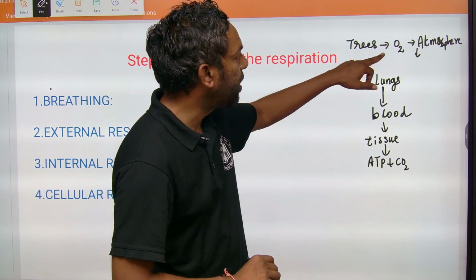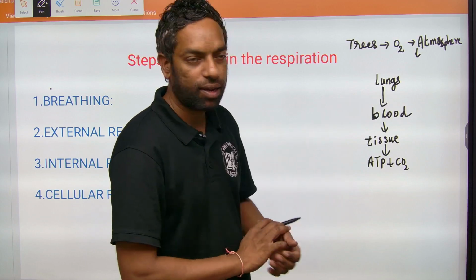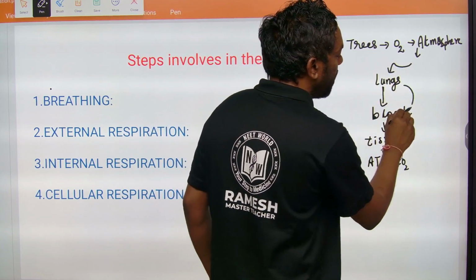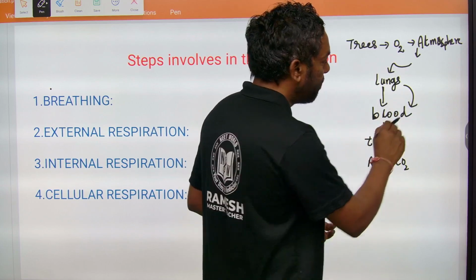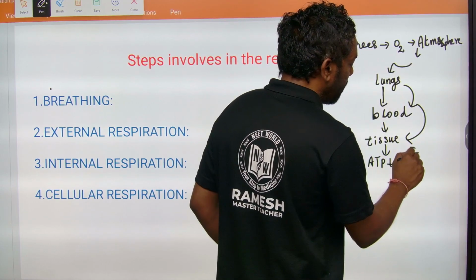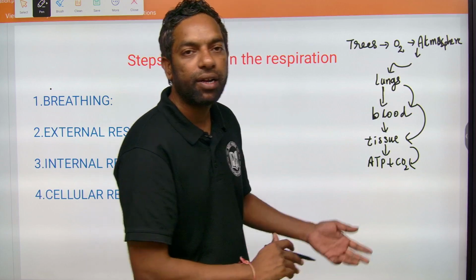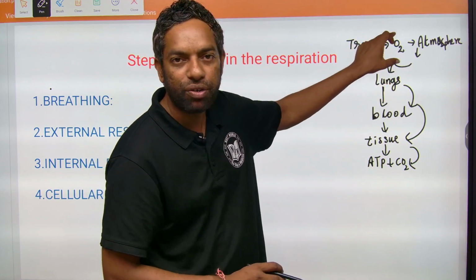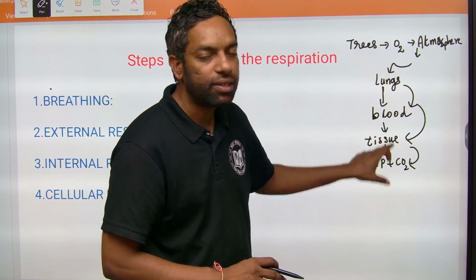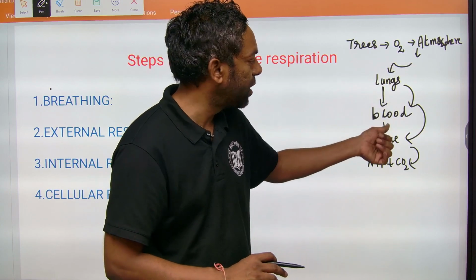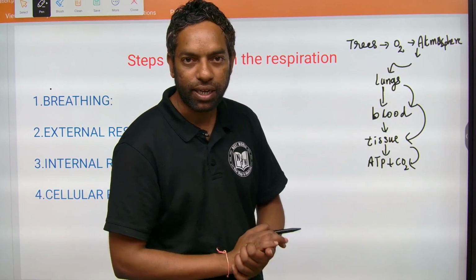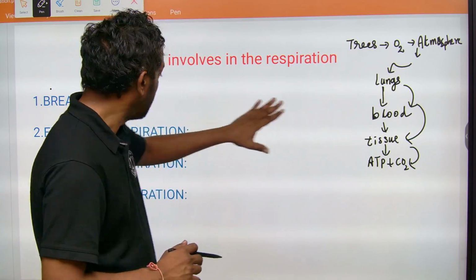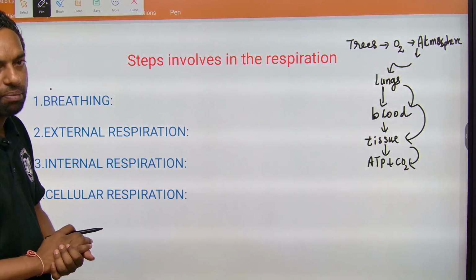So the oxygen starts from the atmosphere and reaches the lungs. From the lungs it reaches the blood. From the blood it reaches the tissue. From the tissue it generates ATP and CO2. This is the pathway of the oxygen, the parts it reaches, and finally it reaches the tissue to break down the food particle. In this way, respiration takes place.